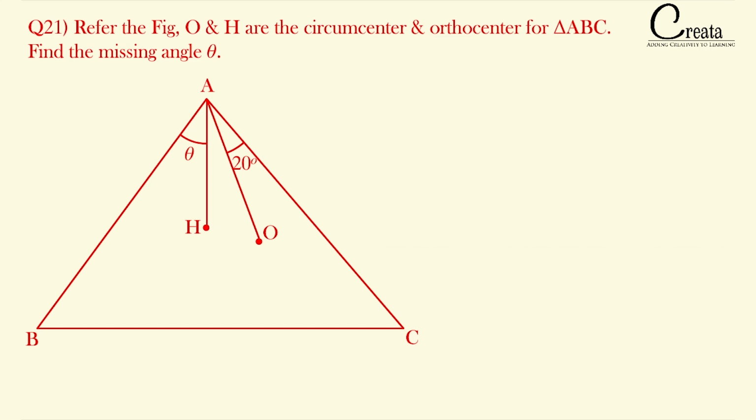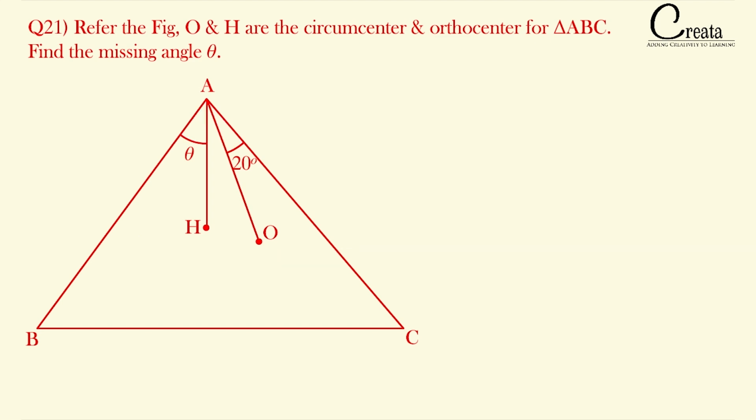Let's refer to the figure. In this figure, triangle ABC is given and H is the orthocenter and O is the circumcenter. This angle is given as 20 degrees. We have to find the missing angle theta, that is this angle. Let's proceed with the question.